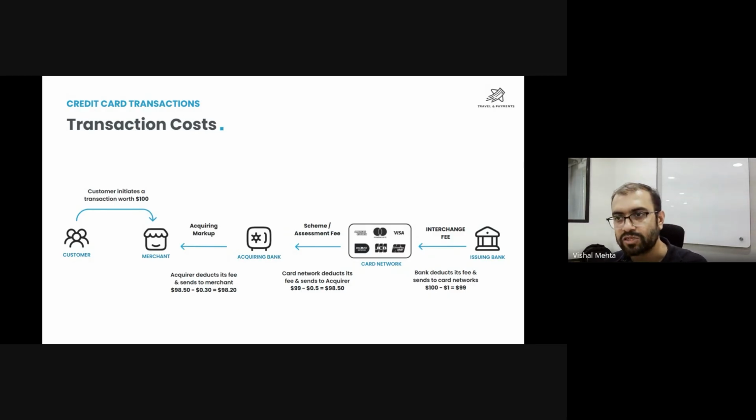So which is why in payments, you would have often heard of the term IC++, right? So what is IC++? IC++ is interchange fee plus scheme fee plus acquiring markup. That is where the term IC++ pricing comes from.